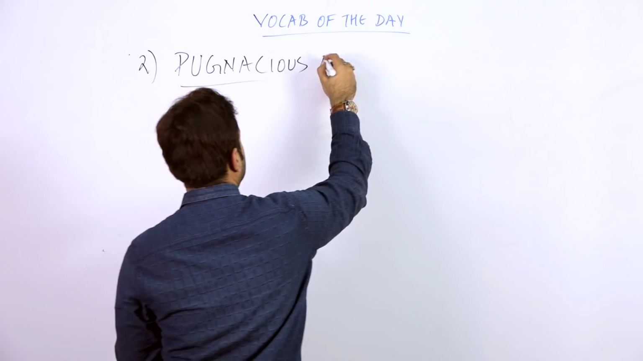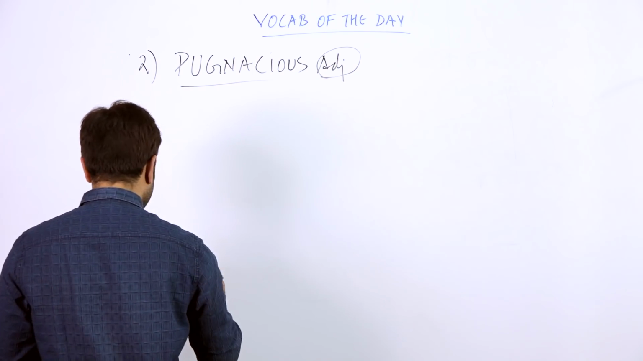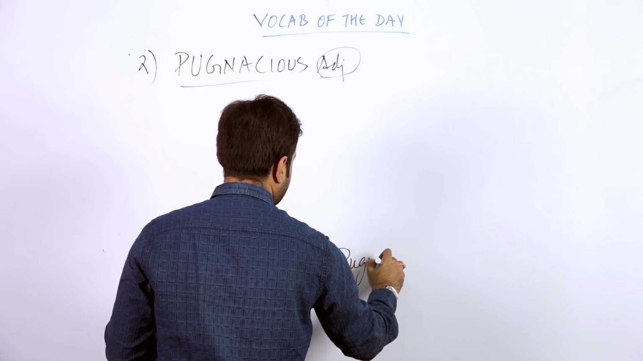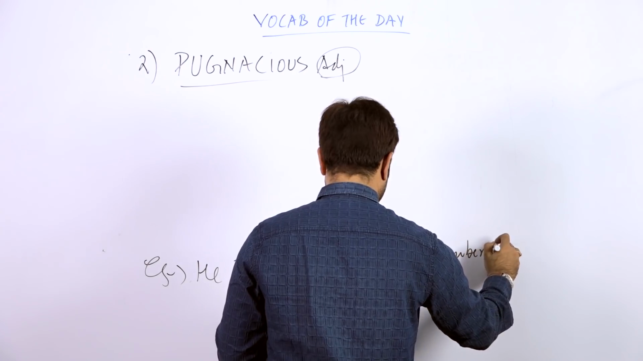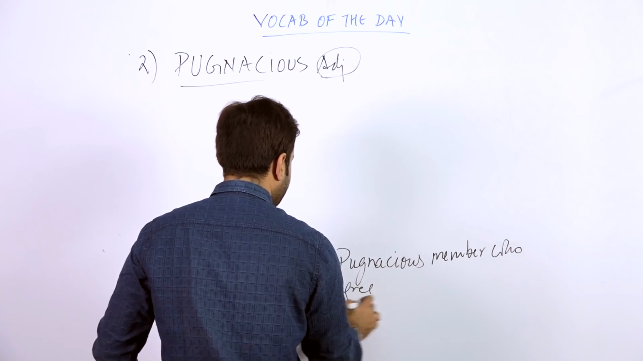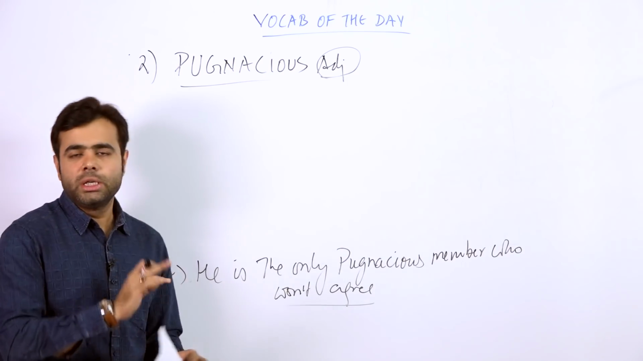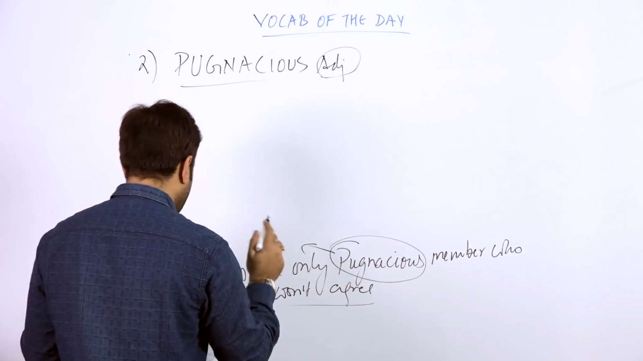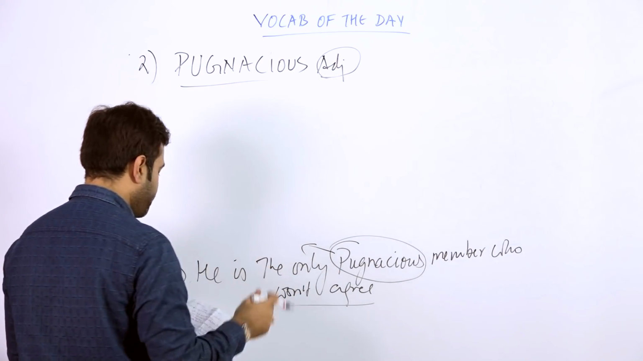pugnacious, and this particular word can be used as an adjective. What is the sentence? The sentence is: he is the only pugnacious member who won't agree. If someone is saying he is a kind of member who won't agree, and people know he won't agree, then you can say that he is a pugnacious member, he must be very resilient, or you can say he must be a very aggressive kind of person.